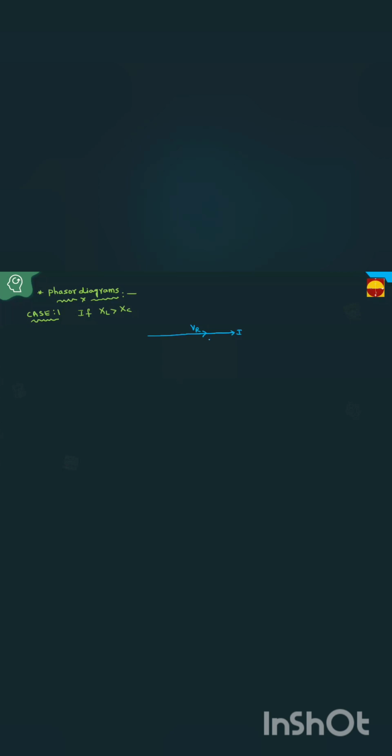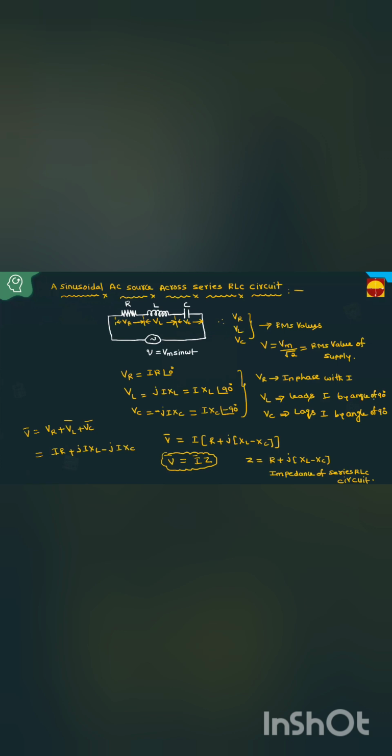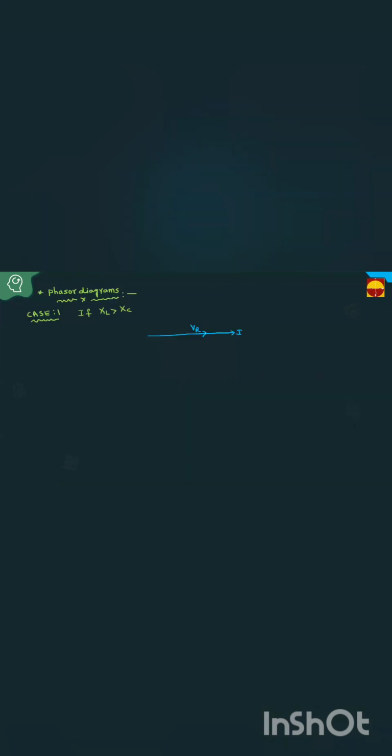What about VL? VR is in phase with I. VL leads I by an angle of 90 degrees. This is VL. In which direction are we measuring the angle? That is the counterclockwise direction, the anti-clockwise direction, where the angle is measured as positive. That indicates leading. In the clockwise direction, the angle is measured as negative. That indicates lagging. This one is VC.